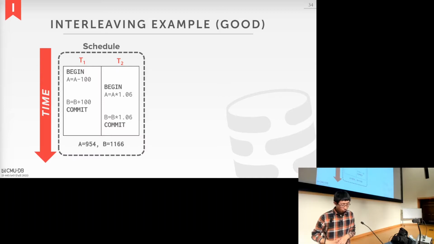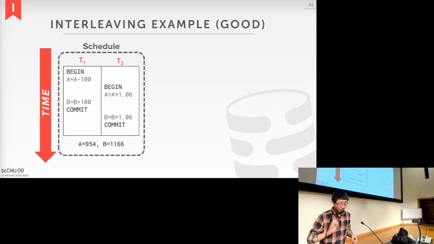So what would be a possible interleaving of transactions? I'll just give you one example. In transaction T1, we first deduct the $100, and then in T2, we can apply the interest on the account after the deduction. We can already apply the interest there. But then after that, we can put the $100 on the other account and then apply the interest on the $100 on the other account later.